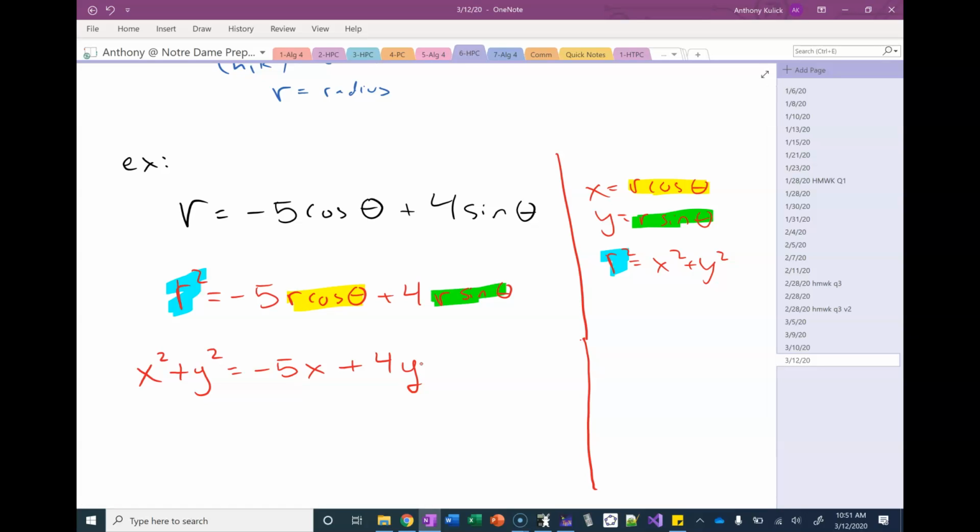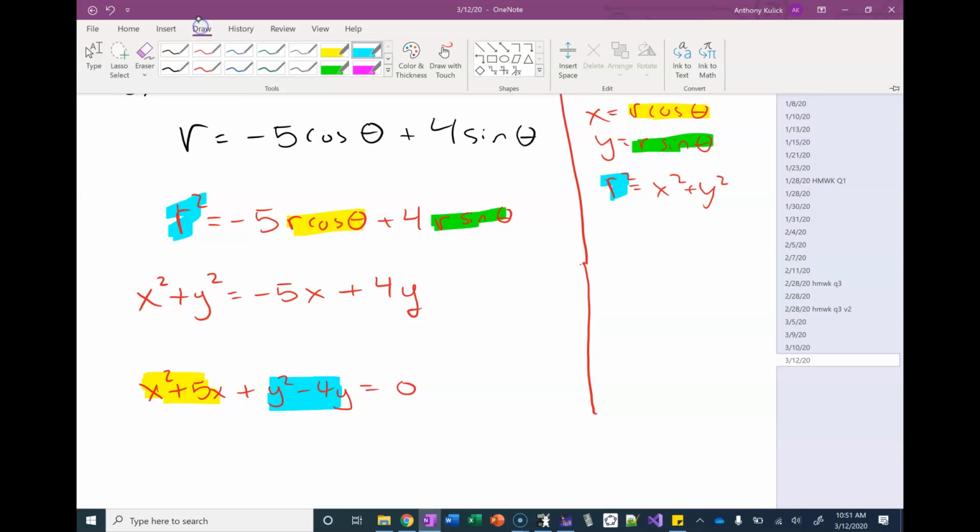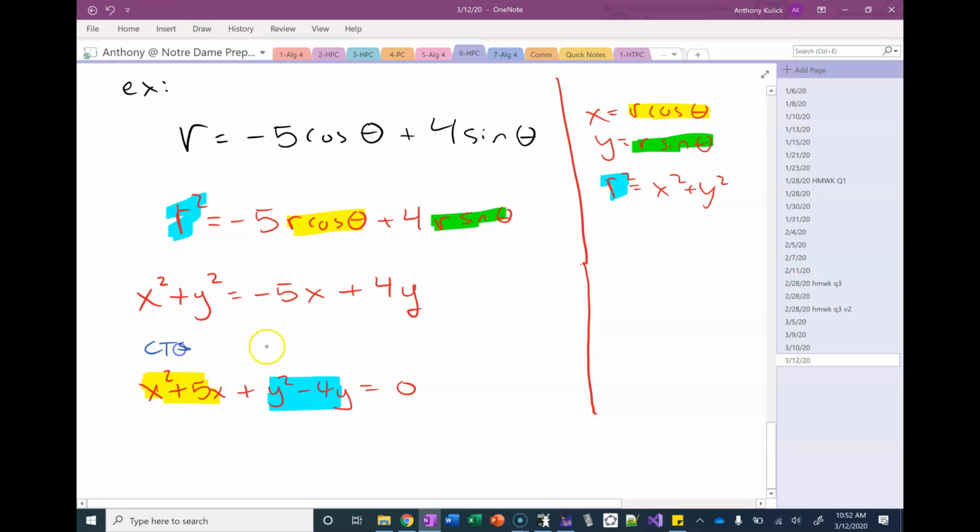Everybody okay with what I did there? Okay. So just like I did before, I'm going to move everything onto one side by adding 5x to both sides and then subtracting 4y from both sides. And now I have two situations in which I should do a completing the square.